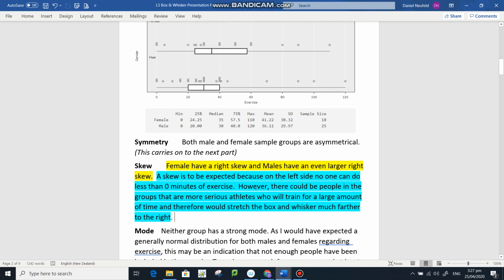Why do I see what it is? People can't get negative exercise, so there's a stop there. This whisker could probably never be super long.